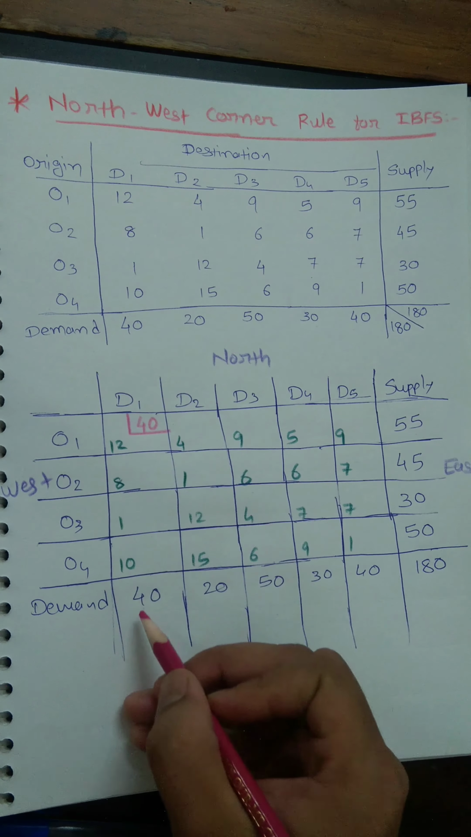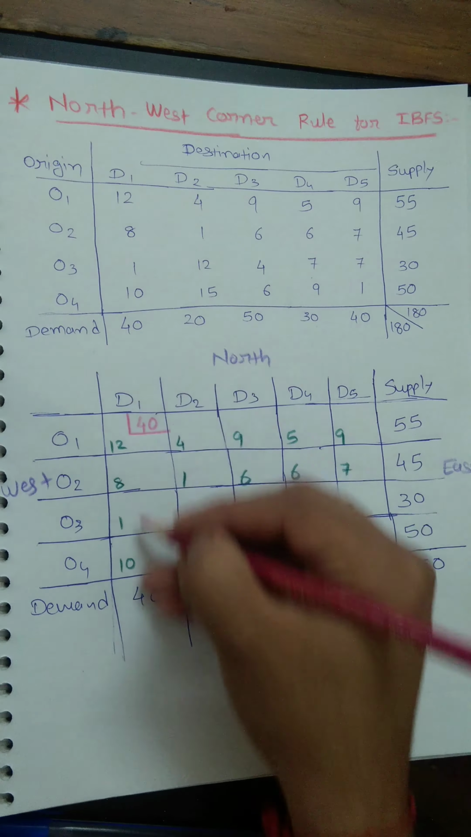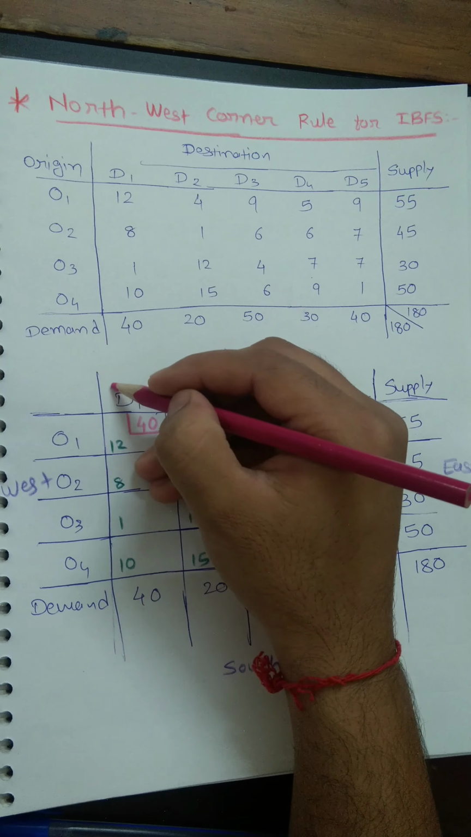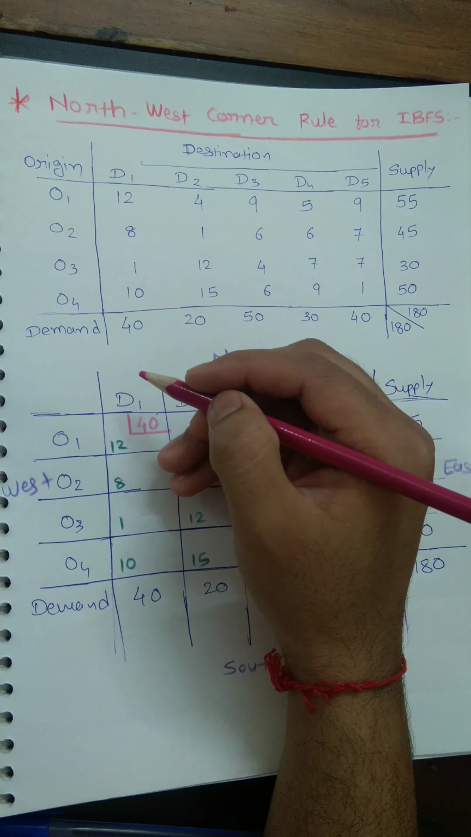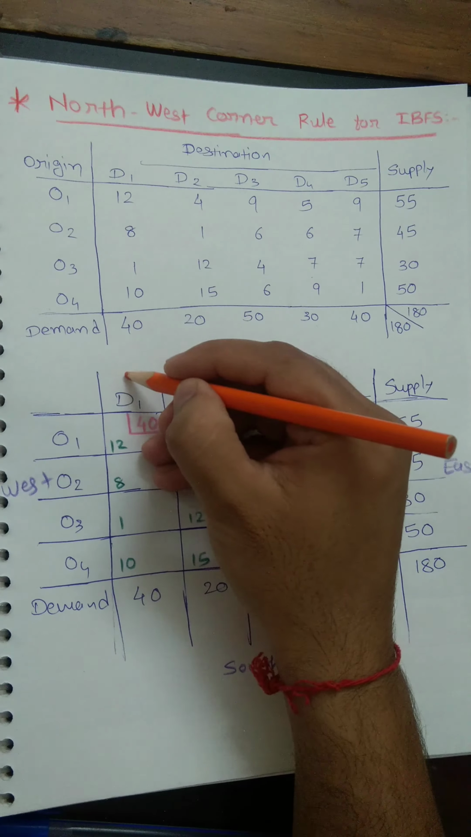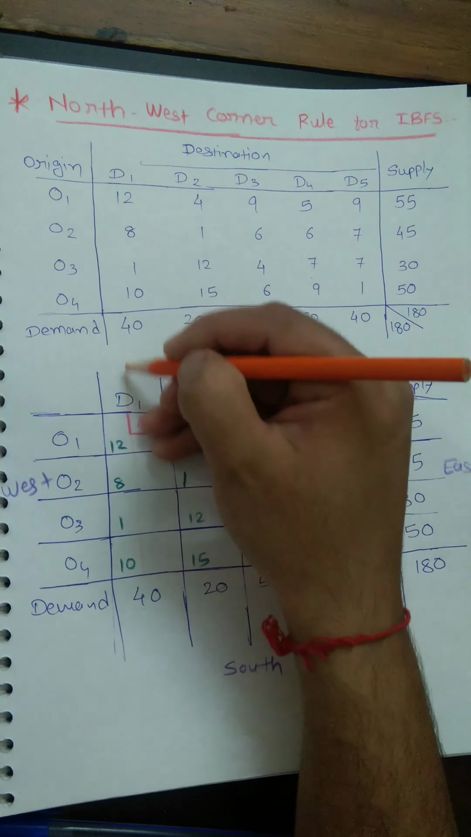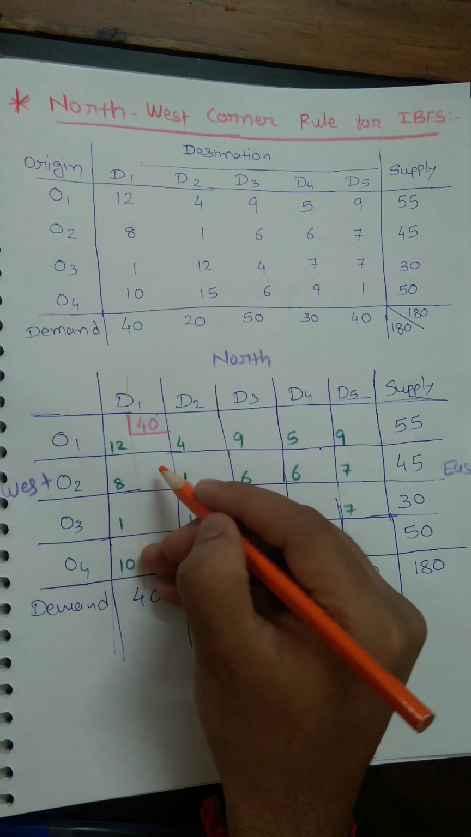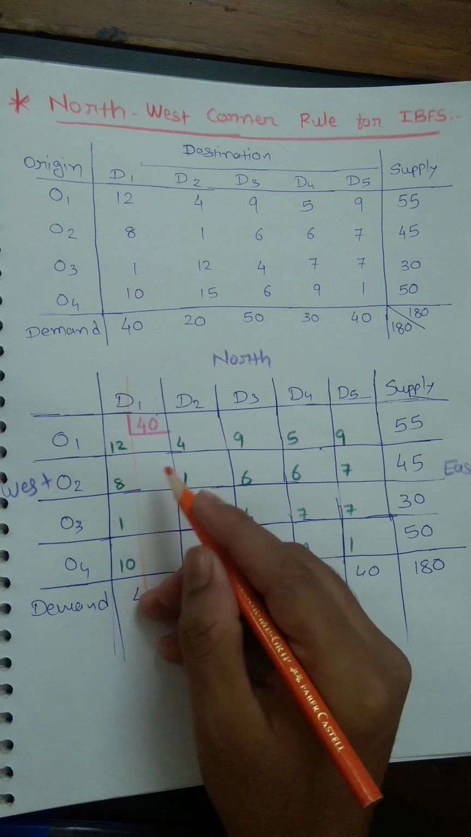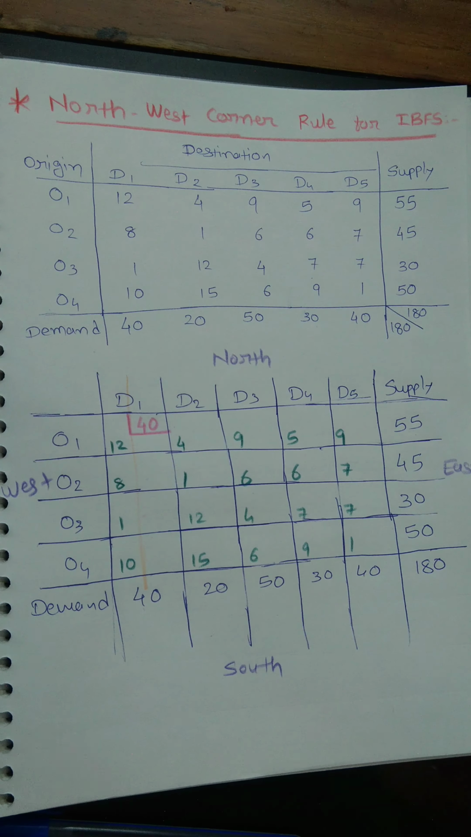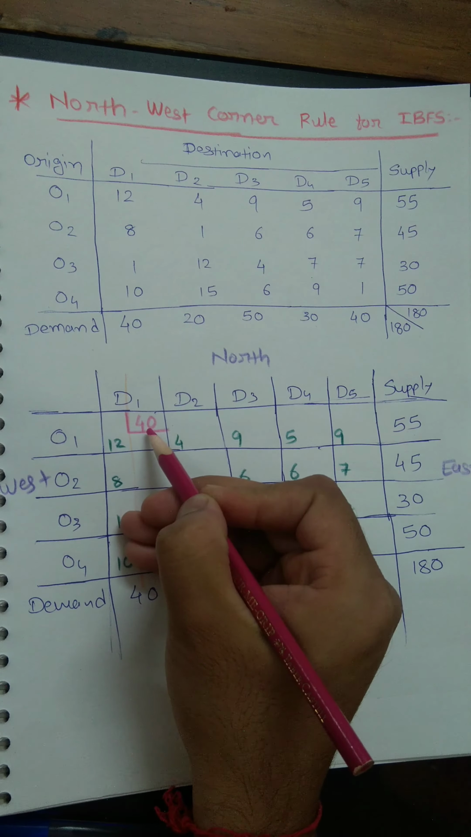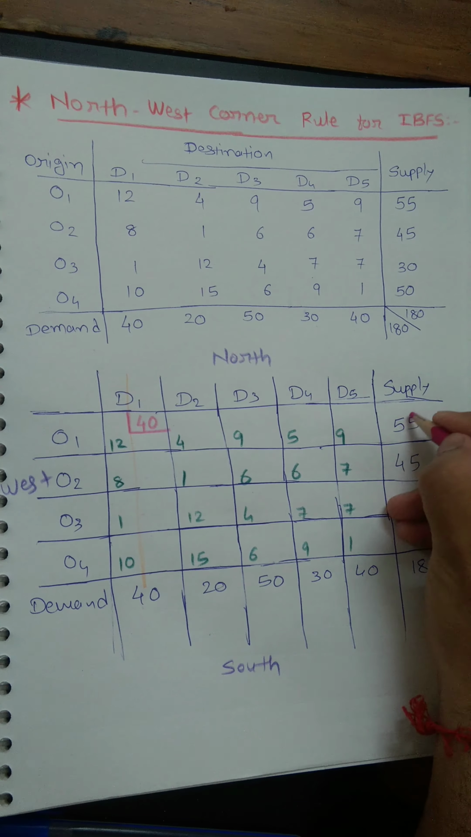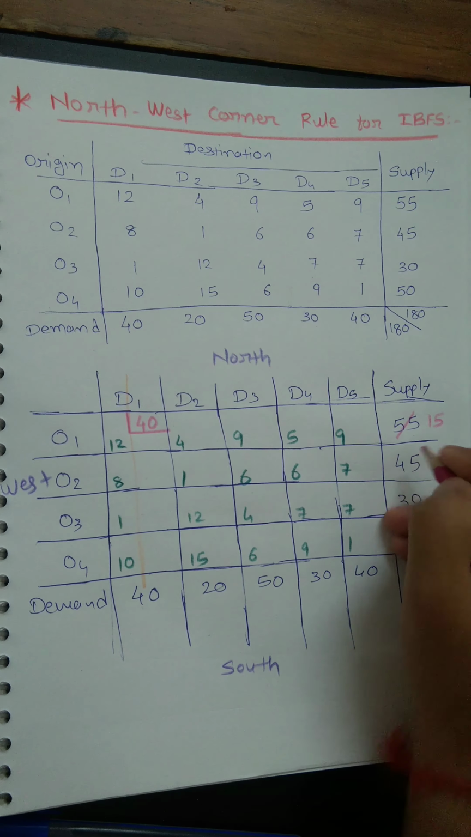So this is exhausted. Now this demand is exhausted, so we are not going to allocate in this column for O2, O3 and O4, so we will cancel this out. Ideally you should not do this cancellation by pen, but just for the sake of understanding I am doing it right now over here, so that by mistake I will not pick this cell for the allocation. Now you can see out of this 55, 40 has been allocated over here, right? So what will remain over here? 15 units are pending.